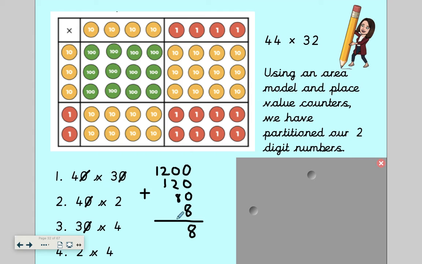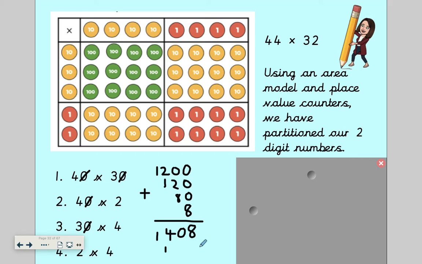In my tens, I have 2 add 8, which is 10. So, I have the 0 and carry the 1. Then I have 2 and 1, which is 3. And then I have the extra one down here. So, I have 4. And then I must carry on my thousands.